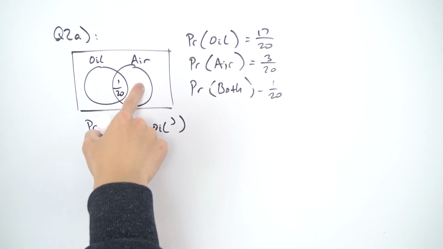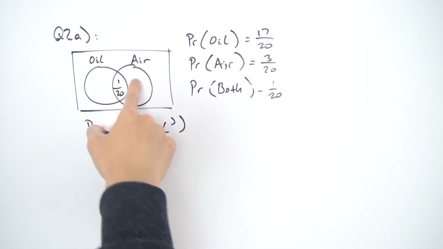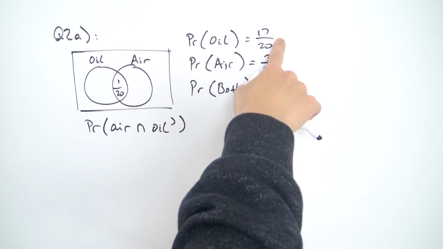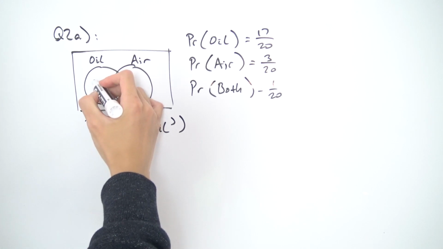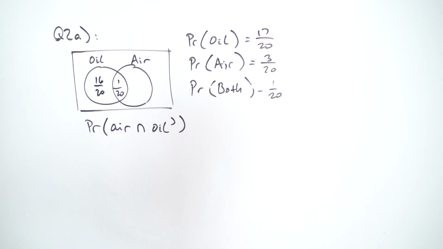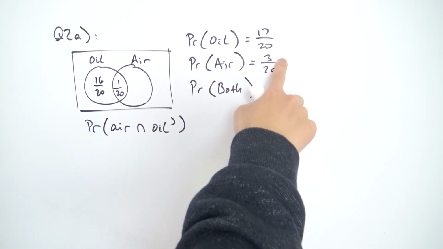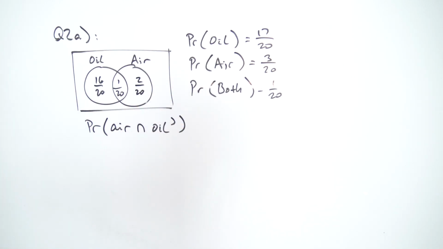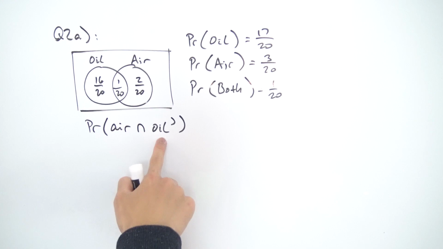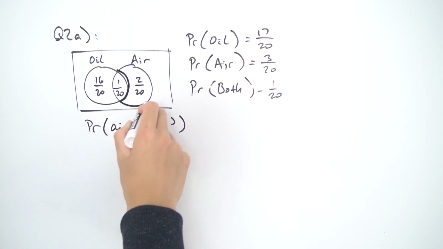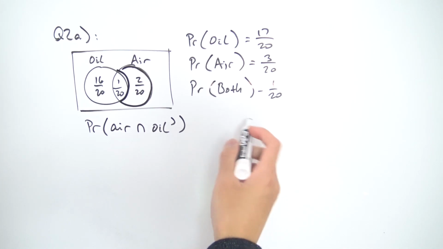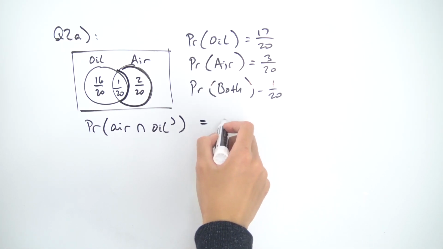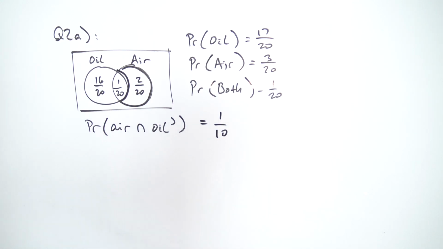So in order to figure out each of these parts of the circle independently, you simply take, for example, the oil probability and you subtract 1/20. So this over here becomes 16/20, and over here, air is 3/20 and you subtract 1/20, so that becomes 2/20, like so. So as you can see, once we have the Venn diagram, it becomes pretty easy to figure out what this probability is. We want to figure out the probability of having an air change without an oil change, so that's just this section right here, which is 2/20. So the answer to question 2a is just 1/10.